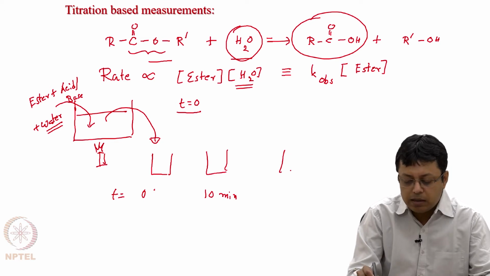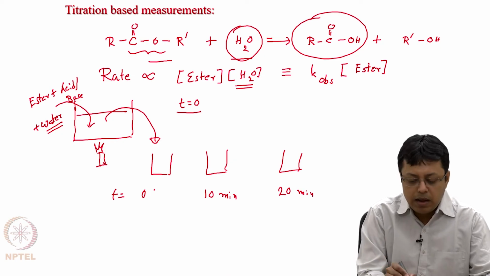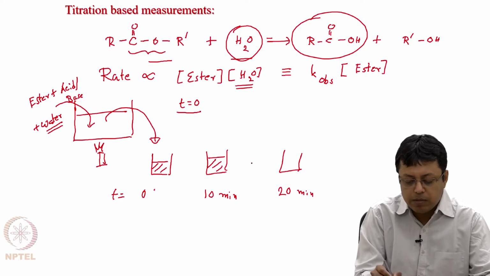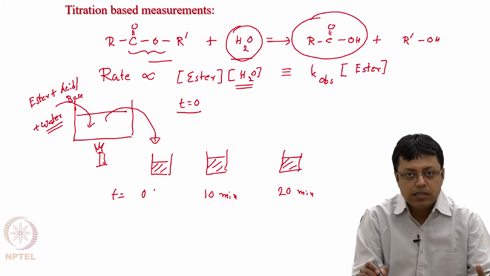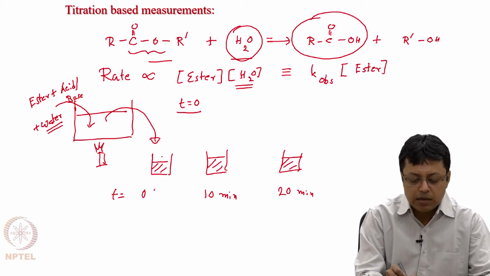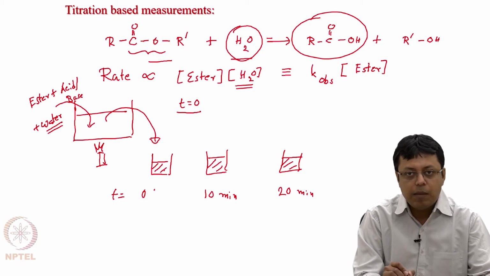Then you again take the mixture after say 20 minutes, and you take an equal volume of the mixture each time. Since the concentration is changing, the amount of acid will also change, and if you titrate this same volume, you will see the amount of acid is increasing, which you can convert into the concentration of the acid, showing how it is increasing.